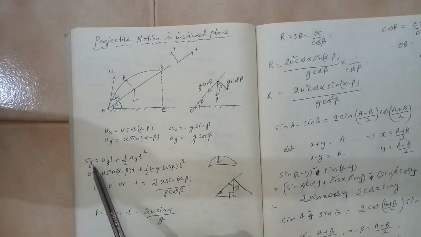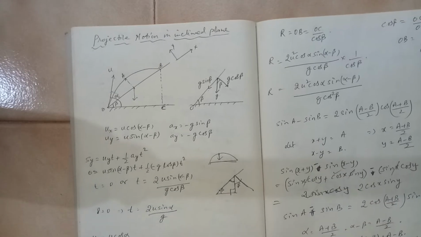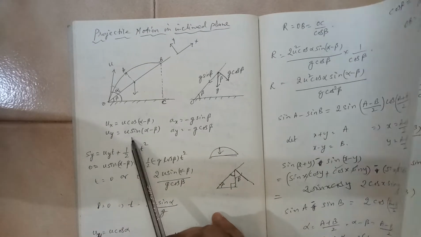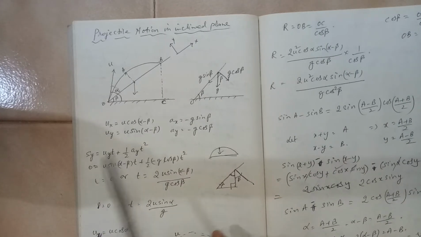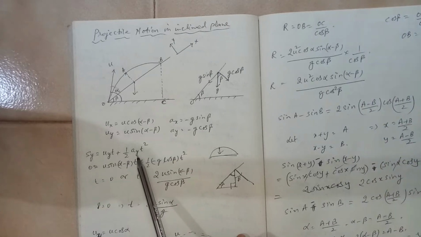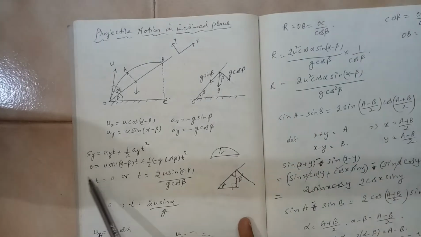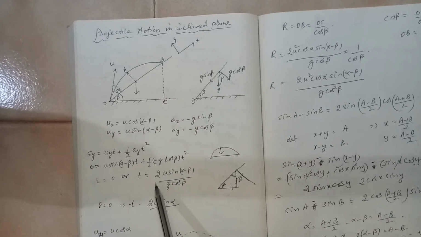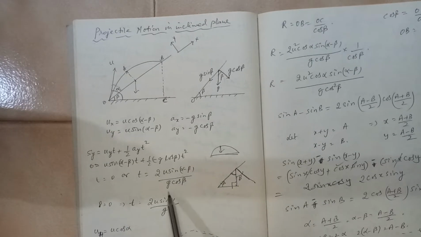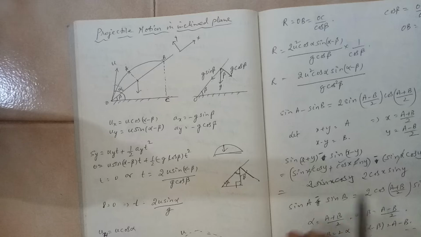So you can write Sy is equal to 0 and S is equal to ut plus half at square. When you are writing in the y direction, you need to put suffix y. So uy, put this value, u sin(alpha minus beta) into t. What is this t? This is the total time of flight, plus half into ay. ay is negative, minus g cos beta into t square. Because this is equal to 0, you get two values for t. One is 0 and another value is 2u sin(alpha minus beta) divided by g cos beta. So this is the expression for time of flight.